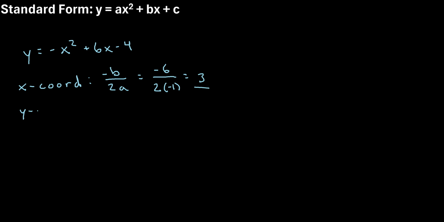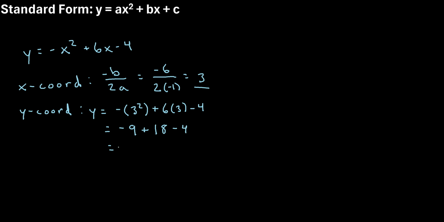To find the y-coordinate, we simply plug in a value of 3 for x and see what we get for y. So y is equal to negative 3 squared plus 6 times 3 minus 4. So we get 3 squared is 9, so we have a negative, so negative 9 plus 6 times 3 is 18, minus 4. So negative 9 plus 18, that's positive 9, minus 4 is 5. So now we know the x-coordinate and the y-coordinate of the vertex. So we'll write vertex is equal to 3, 5.